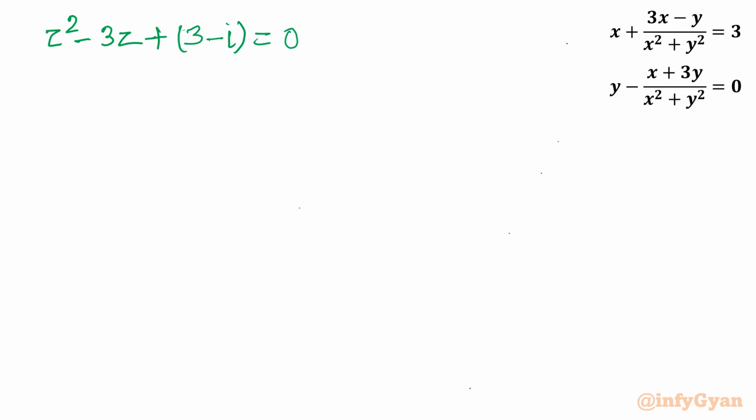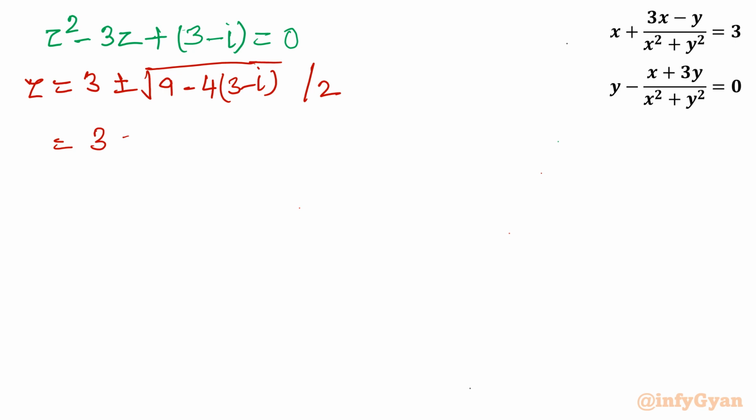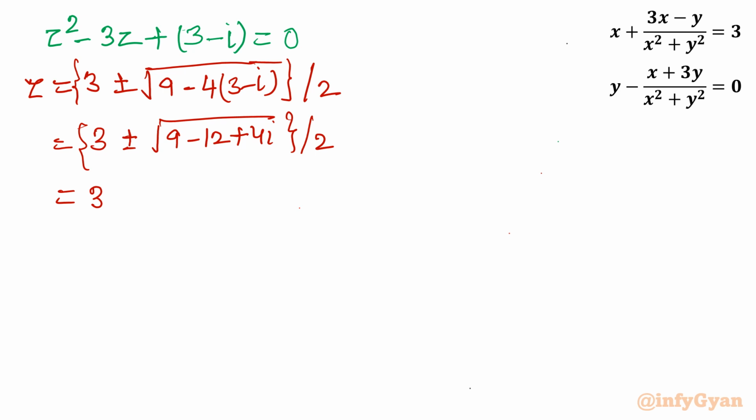Let's apply Sridharacharya formula. I will write z is equal to minus b, so 3 plus minus square root b square, so 9 minus 4ac, so minus 3 this much, divided by 2. So I will write in the next step, plus minus square root 9 minus 12 plus 4i divided by 2, and this division is completely, means 3 is included. Okay, so 3 plus minus square root, I will write minus 3 plus 4i.